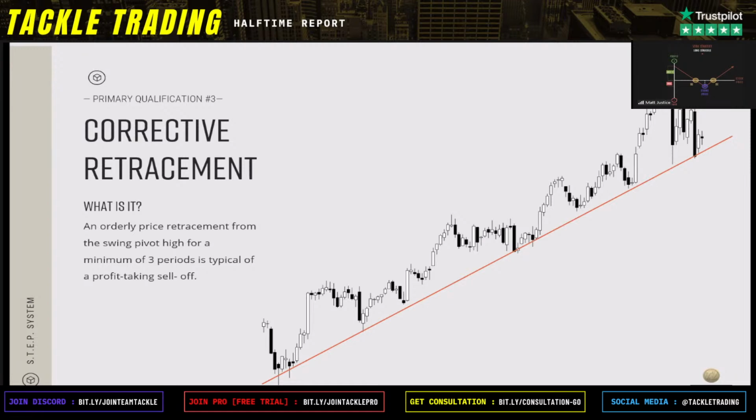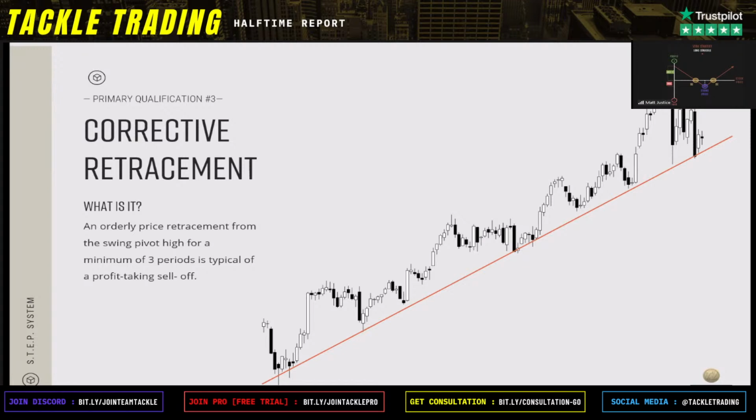within the 1, 2, 3. It's the pullback in the bullish uptrend. It's the higher low within the higher high, higher low pattern that we see dominate bullish uptrends. And so what it is, is a pullback of some variety.